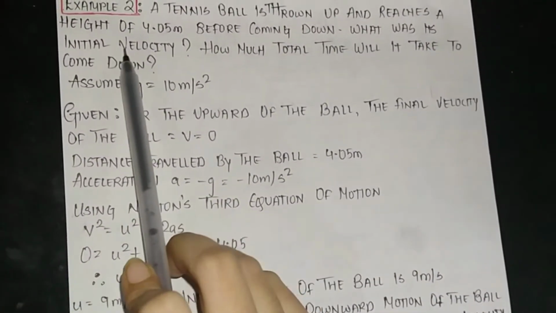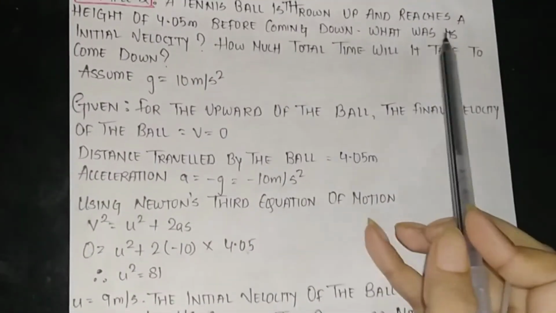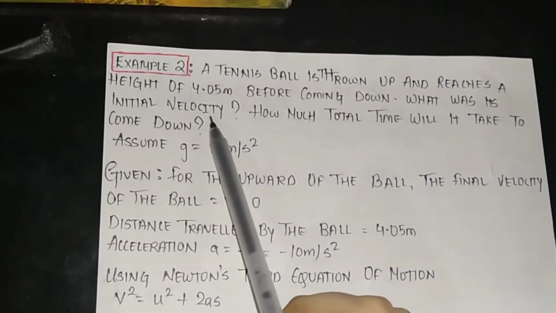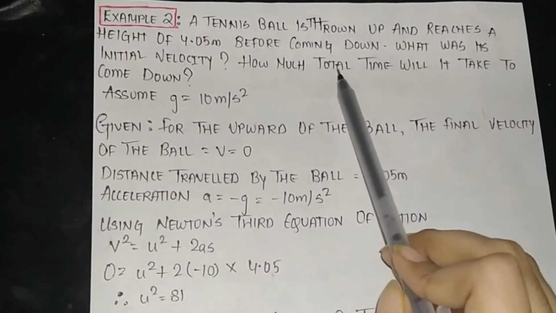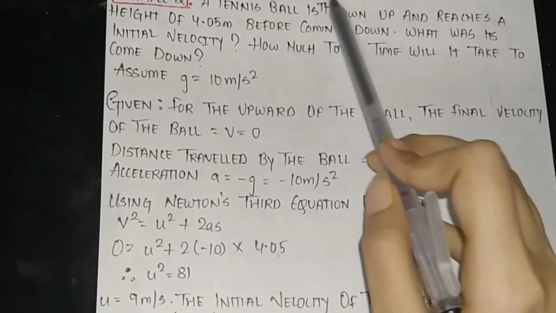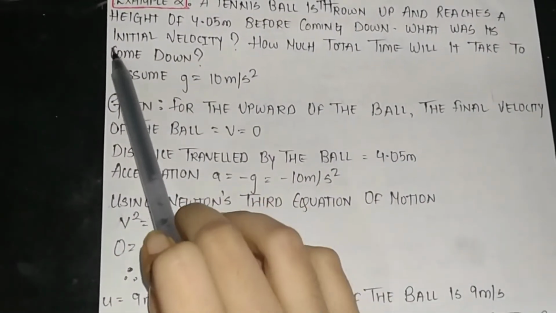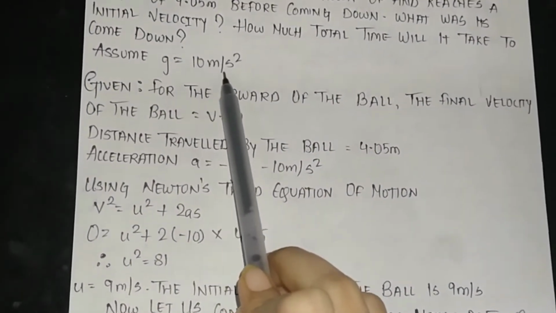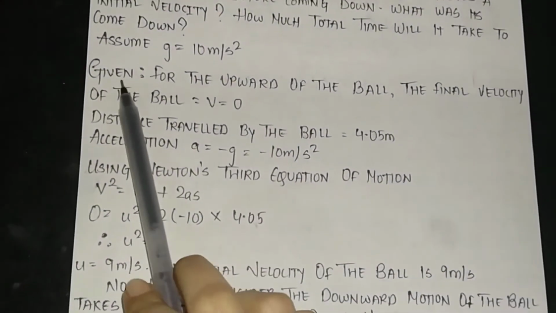Here what has been asked is, what was the initial velocity? First we have to calculate the initial velocity, and then we have to calculate the total time it will take to come down. Means the tennis ball which is thrown, how much time it will take to come down. Assume that g is equal to 10 meter per second square, given.